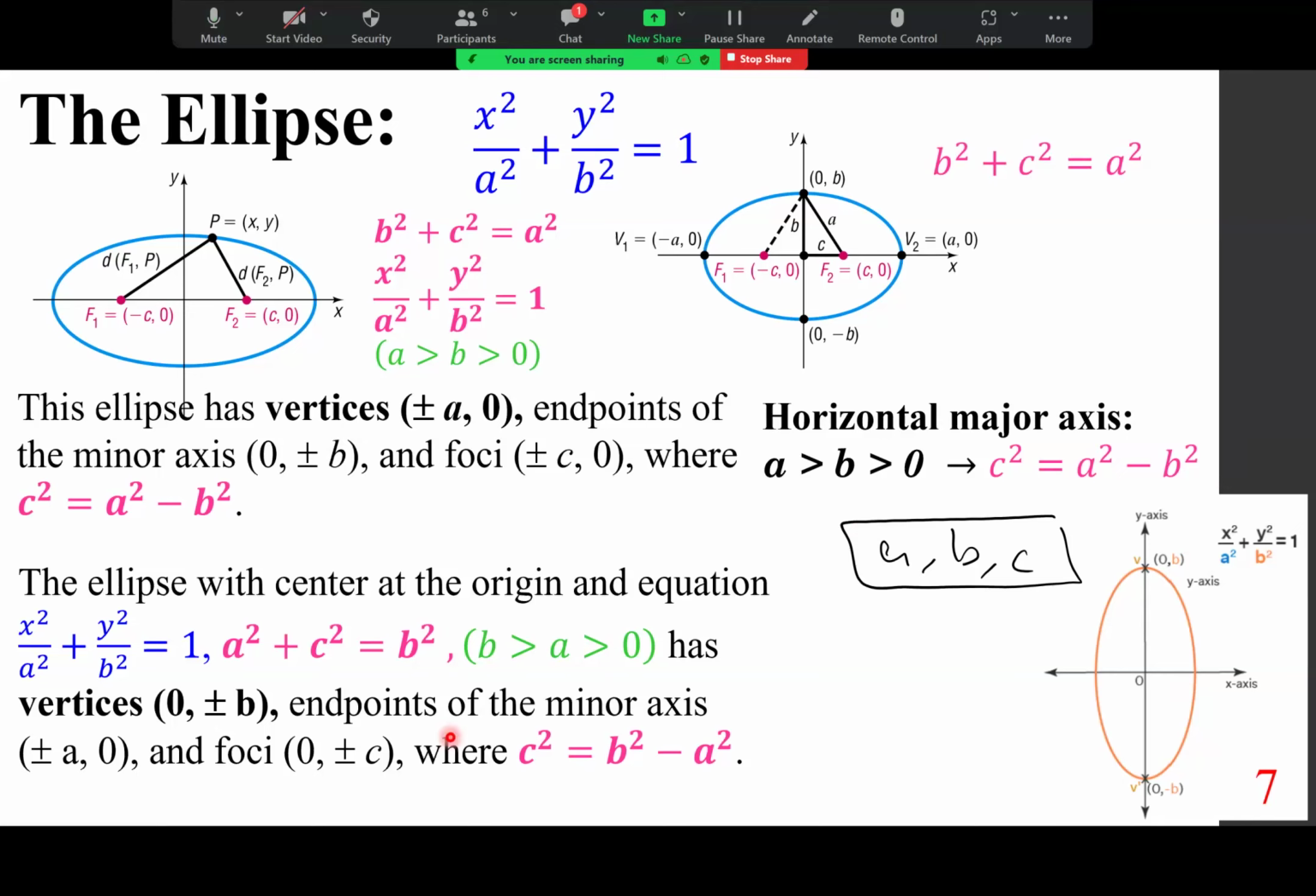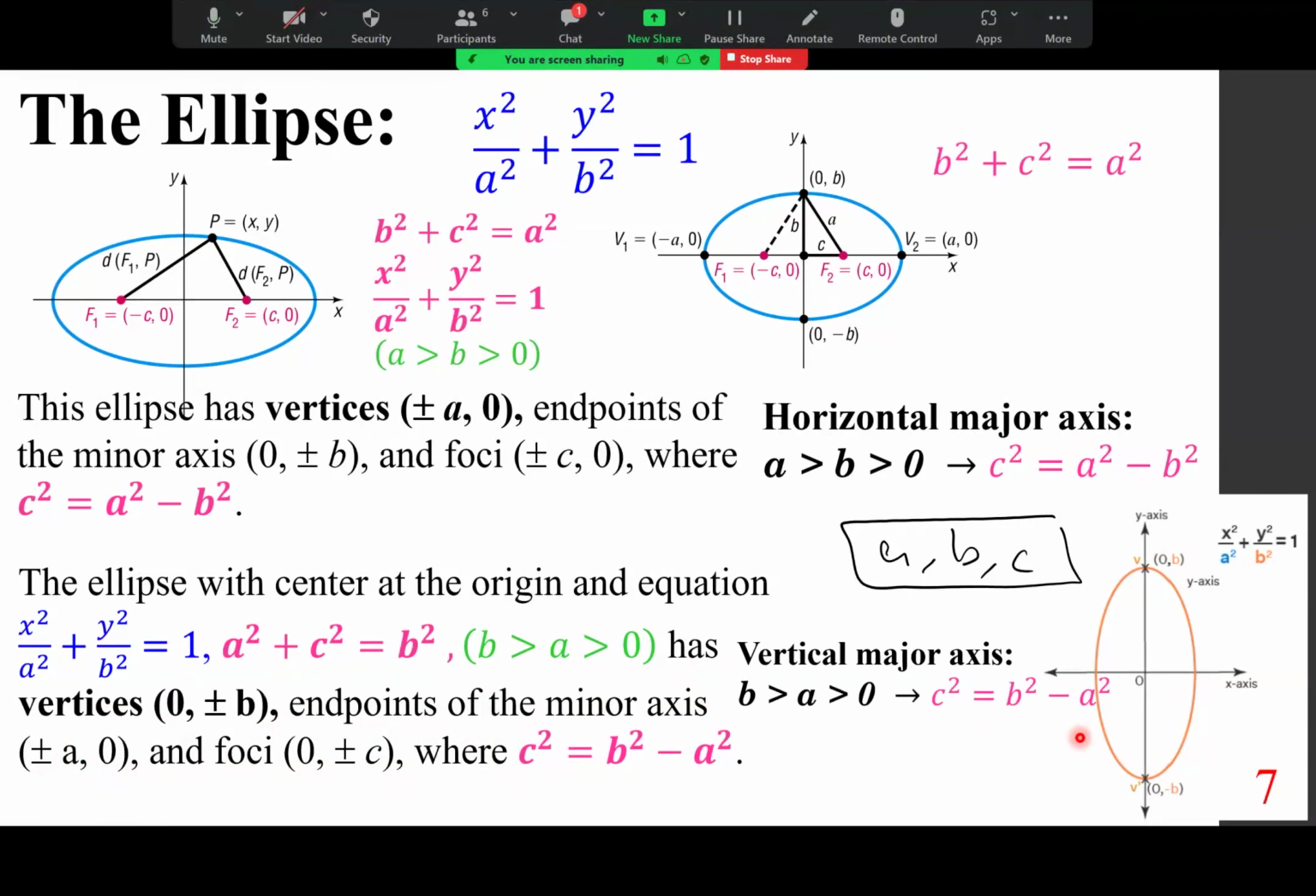So b is larger than a, larger than 0, has vertices at 0, plus minus b. So the vertices are that. Endpoints of the minor axis are at the x-intercepts plus minus a and 0, and foci at 0, plus minus c, where c squared equals b squared minus a squared. Vertical major axis, c squared equals b squared minus a squared. This is the synopsis of what you need, everybody.